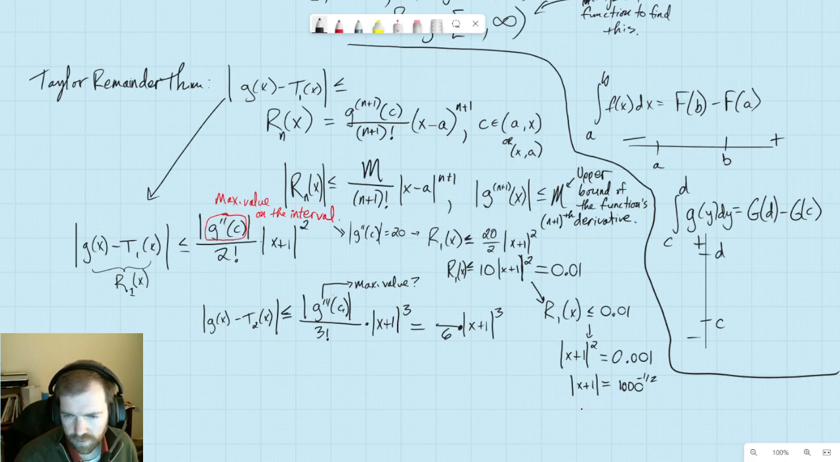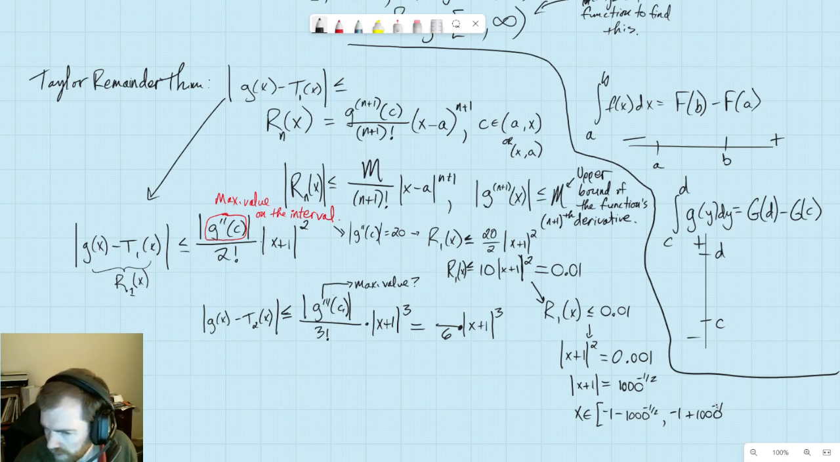So the interval over which this works is that x has to be from -1 minus 1000 to the negative 1/2 power, up to -1 plus 1000 raised to the negative 1/2 power.